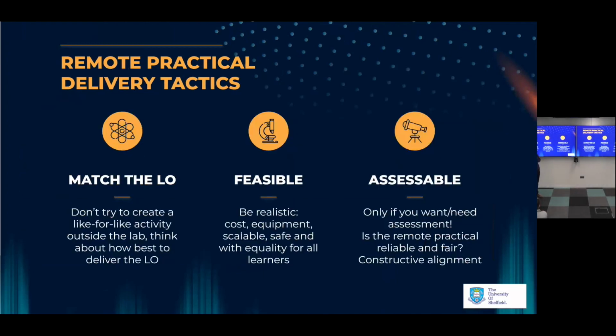So, summarising how to choose your delivery tactics, what we want to do is match the learning outcome. So don't try to directly recreate what students did in the lab. Think about the learning outcomes you wanted from the in-person activity, and match it to something remote. Be feasible, so come up with something that's going to work. Can you afford it? Is the equipment going to work? Is it going to work for everybody and all of your learners?